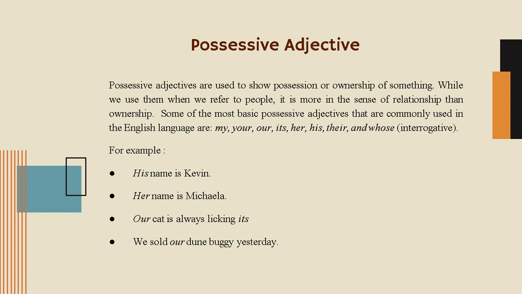And then the third is possessive adjective. Possessive adjectives are used to show possession or ownership of something, while when we use them to refer to people, it is more in the sense of relationship than ownership. Some of the most basic possessive adjectives commonly used in the English language are my, your, our, its, her, his, their, and whose.